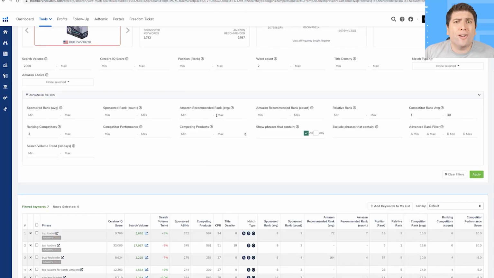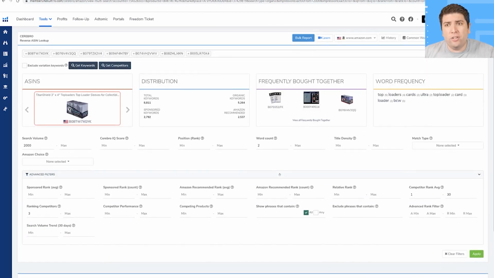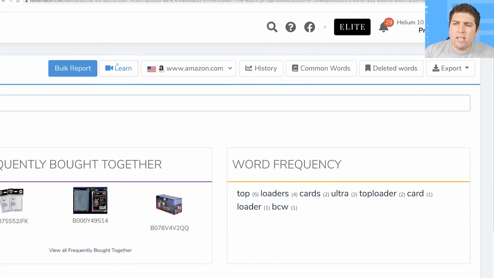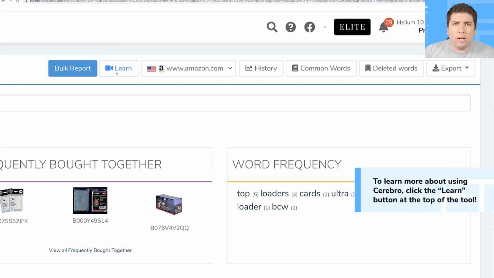So there are a lot of other functions that we can do here in Cerebro. You see all these filters here. There are tons of filters, and each of them brings unique and different value. So I want you guys to go back into Cerebro. I think most of you Freedom Ticket members or students have Cerebro or the ability to look at Cerebro because you're Helium 10 members. You go up here to the very top and look for a button that says Learn. Hit this Learn button. Watch those videos, guys, and find out more gems on how you can pull out top keywords that are going to help you crush your competition on Amazon.